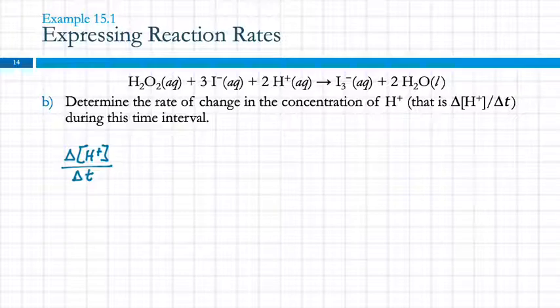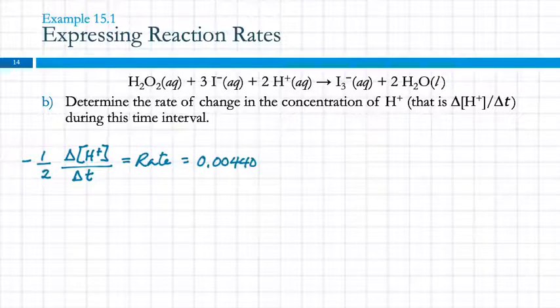How is it related to the rate of the reaction? It's 1/2 instead of 1/3. Yeah, so it's going to be 1/2, and because it's a reactant, we have to throw a negative sign in there. That is going to be equal to the rate of the reaction, right? Now, we just found the rate of the reaction. It was 0.00440 molarity per second. What we want is this part.